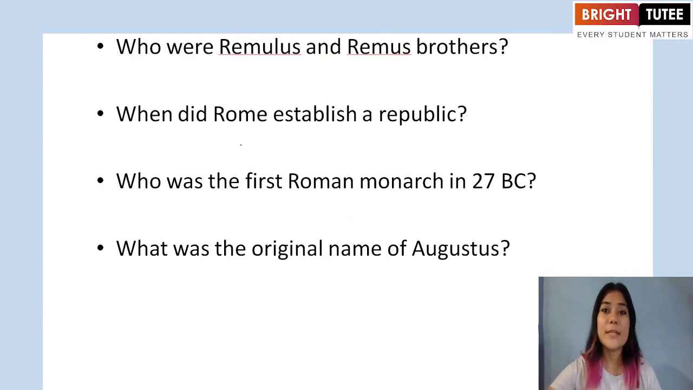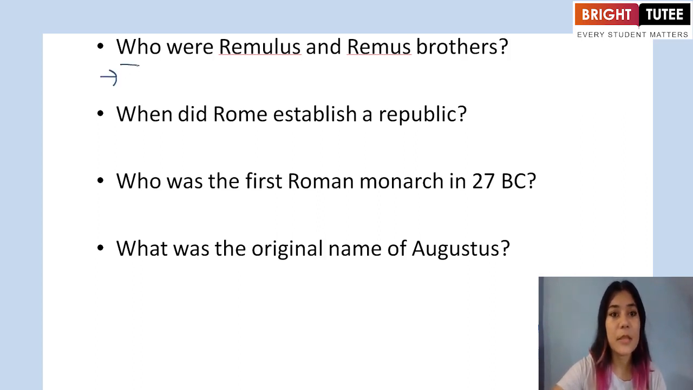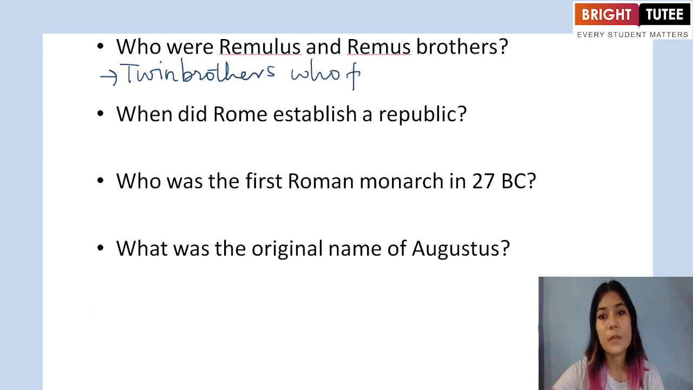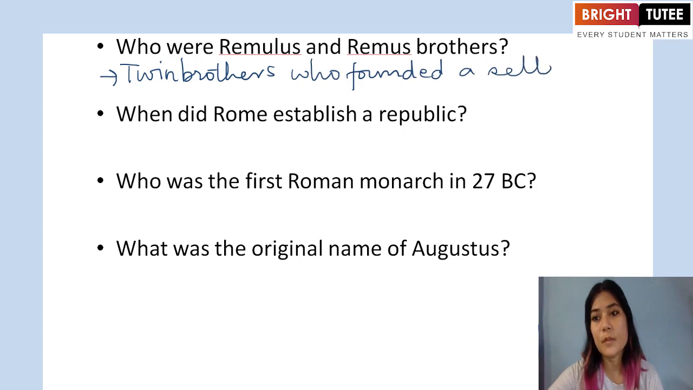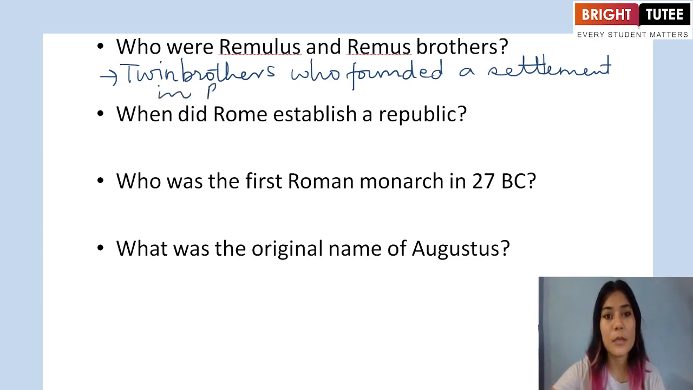Okay, now let us look at the question answer section for this particular chapter. So let's begin. The first question asks, who were Romulus and Remus brothers? So the answer is, they were twin brothers who founded a settlement in Rome.